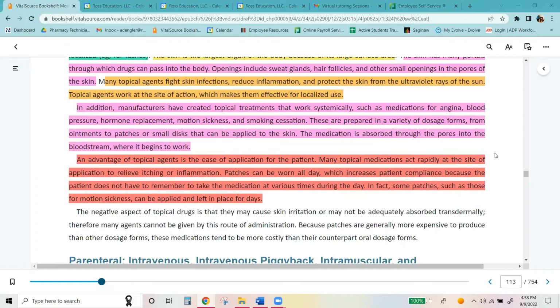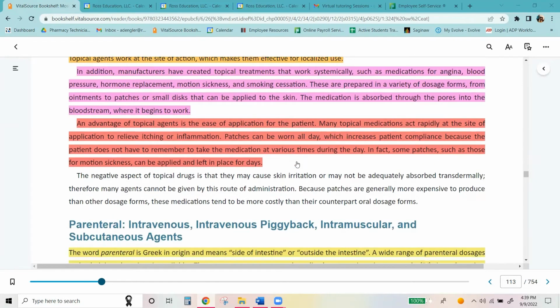An advantage of topical agents is the ease of application for the patient. Many topical agents act rapidly at the site of application to relieve itching or inflammation. Patches can be worn all day, which increases patient compliance because the patient does not have to remember to take the medication at various times during the day. In fact, some patches, such as those for motion sickness, can be applied and left in place for days.